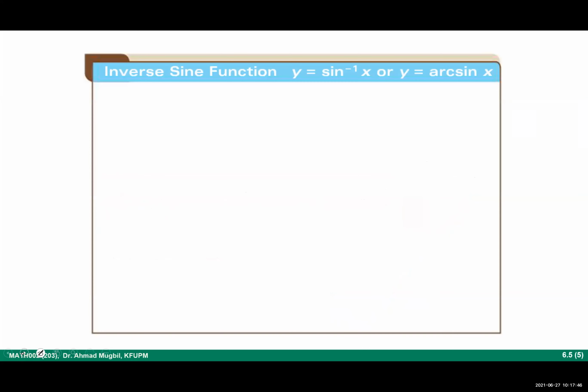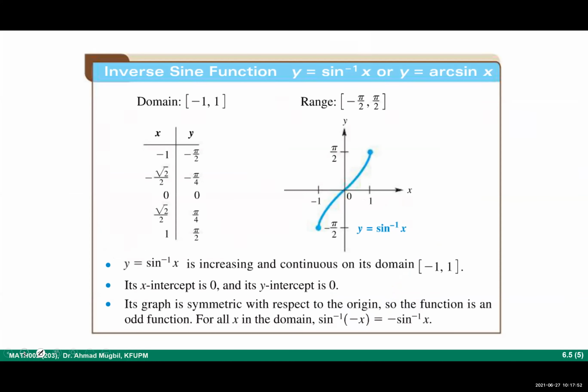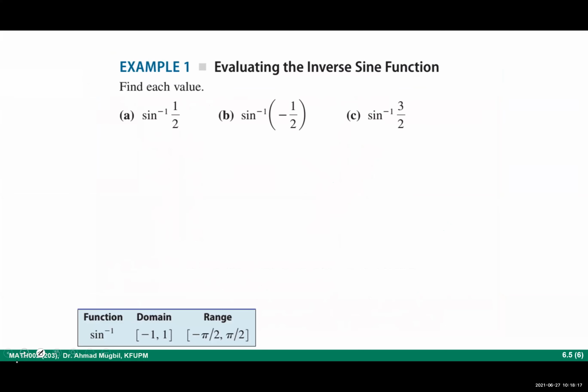Let me summarize for you the domain and the range of this function. These are some values, and this is the graph. You can see that it is increasing, and the x-intercept and the y-intercept are the origin. What is good about sine inverse? It is odd. You can see that it is symmetric about the origin. Sine inverse of negative x is negative sine inverse of x. Keep this in mind. It will help you. Only sine inverse and tan inverse are odd. The others are neither.